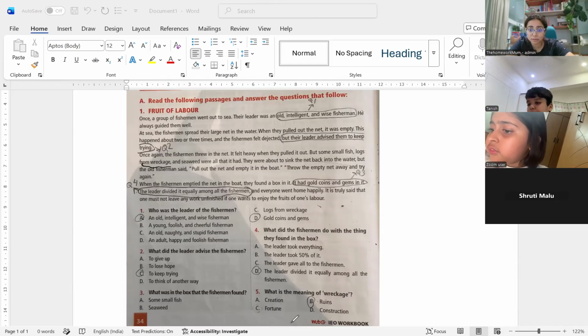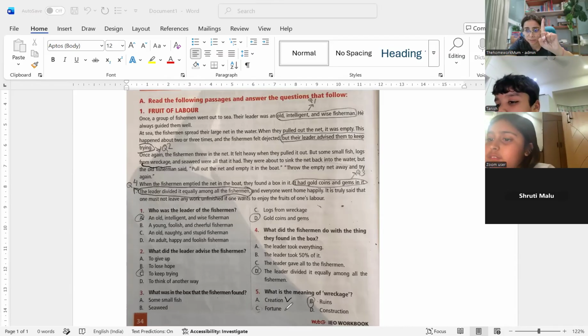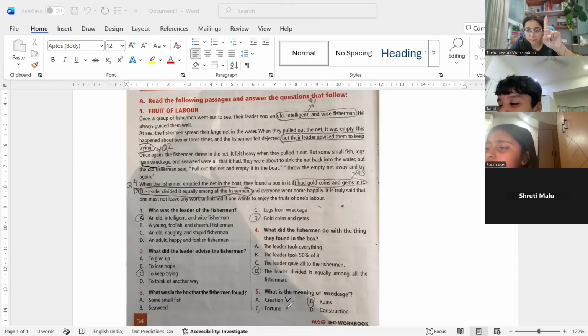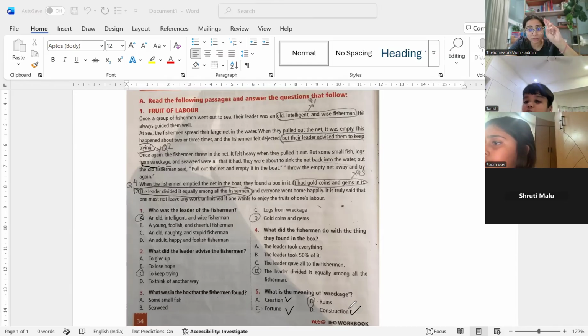and one is opposite. Creation means you are building something, correct? Fortune is good luck, meaning you have gathered a lot of useful things. So, creation means building. Is it positive or negative? Positive. Fortune, positive or negative? Positive. Construction, you are making. Is it positive or negative? Positive.